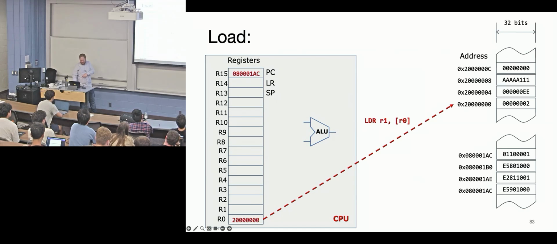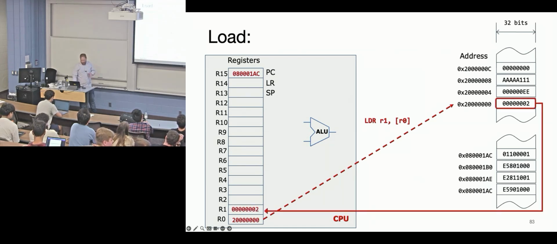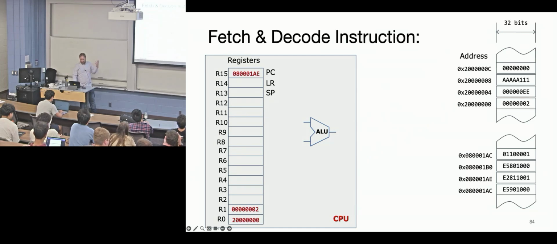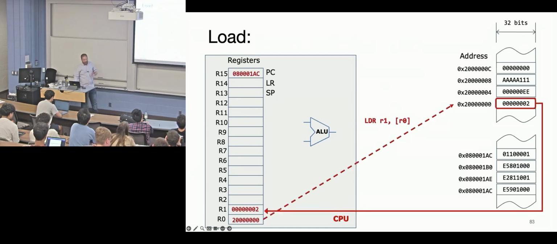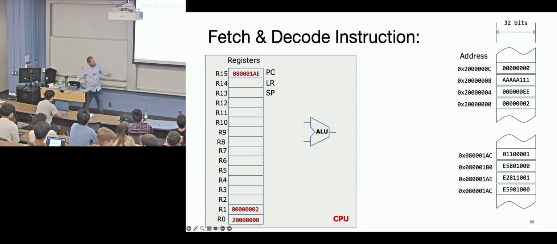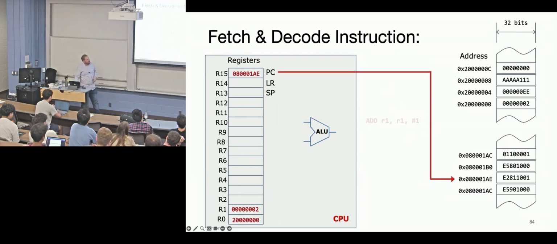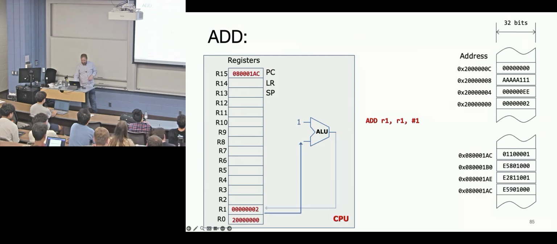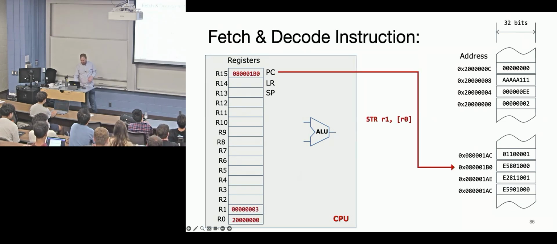We're going to take that value and put it in R1. We're going to put the value 2 in R1. Next, we're going to increment the program counter. It was 1AC, and we increment it to 1AE. We fetch the next instruction. Magically, it's been decoded as add the value 1 to the register R1 and store in R1. So now we've incremented the value to 3.